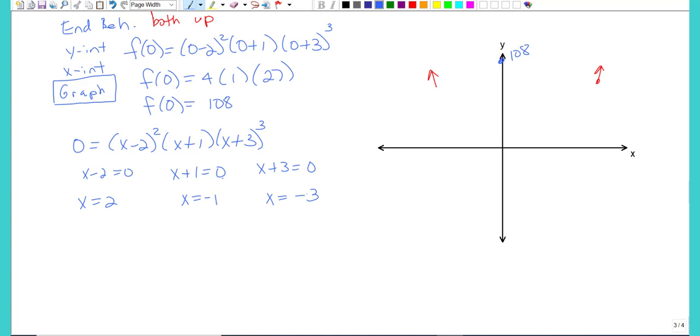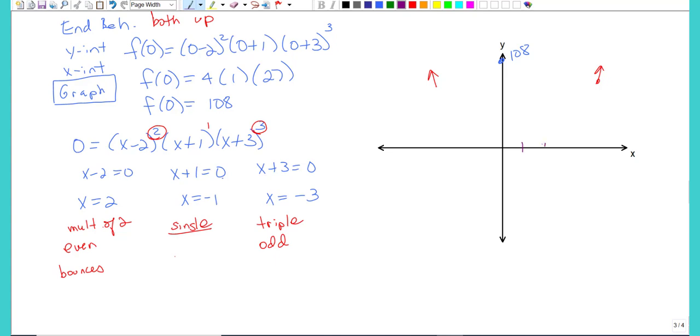But now we also need to state their multiplicity. So this is a multiplicity of 2 because that's squared. This is single because that was to the first power. And this is triple or odd. So this is even, single, and odd. So remember, even, it bounces. Single, it passes through. And triple is a squiggle. So how are we going to put those on the graph?